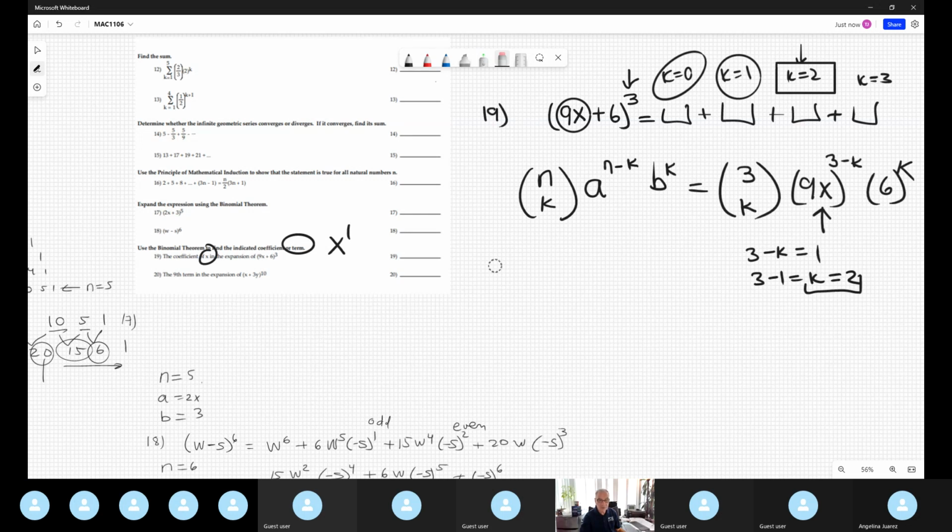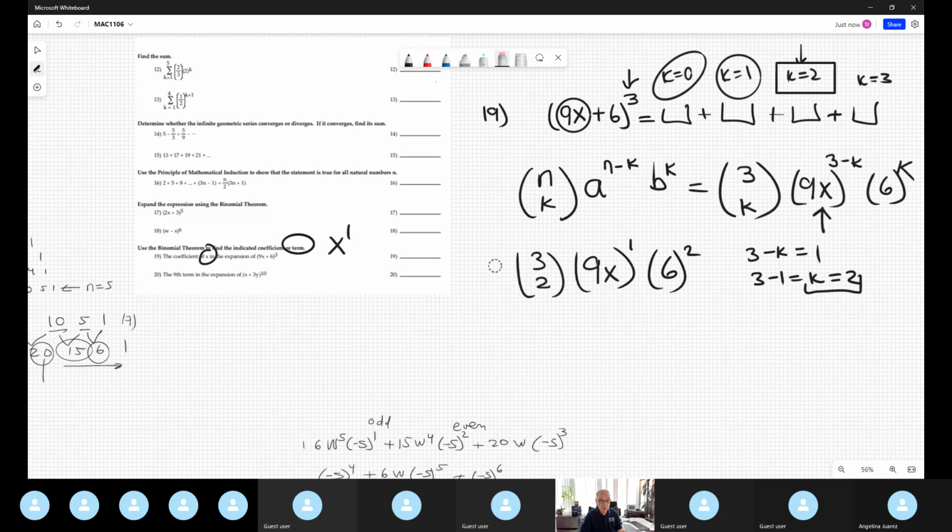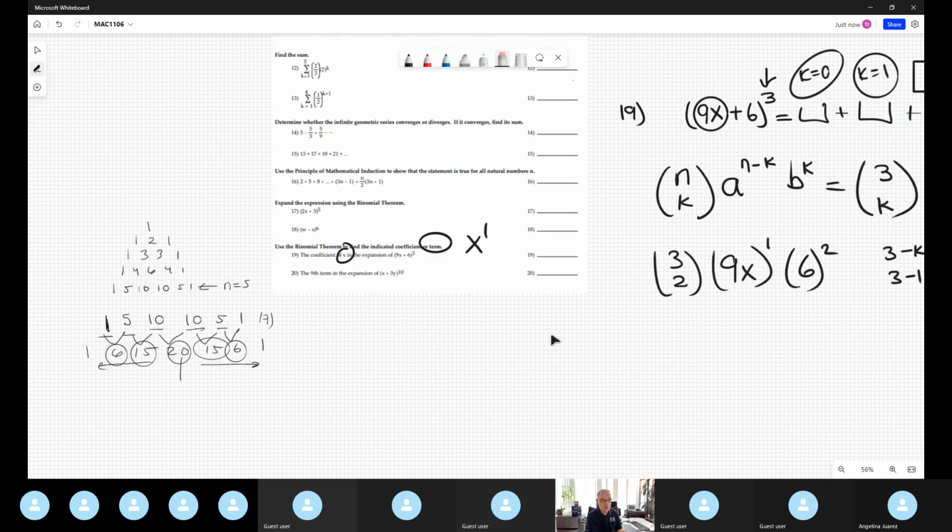Now, this is the easy part. It's basically the combinatory number 3, 2, because k is 2, times 9x to the 1 power, because 3 minus 2 is 1, times 6 raised to the k, k is 2. The combinatory number 3, 2 we can find using the factorial, or using the famous Pascal triangle. I have the Pascal here. 3, 2 is in the row of 3. Remember that row is for n equal 3. This is 3.